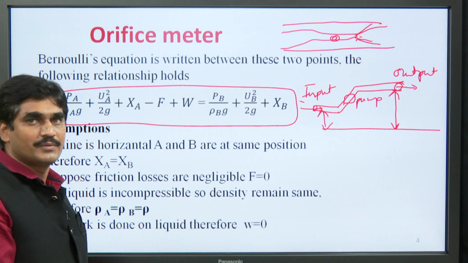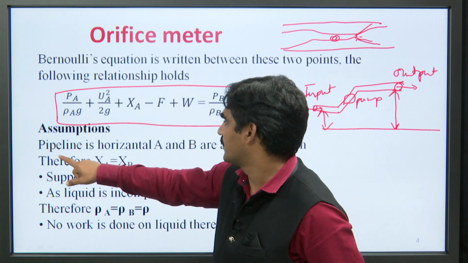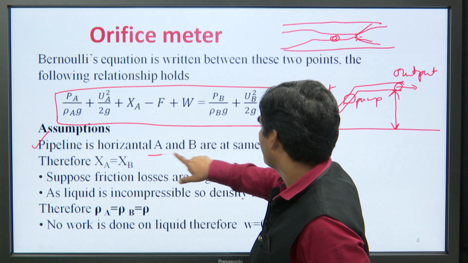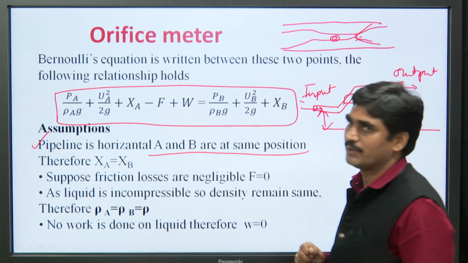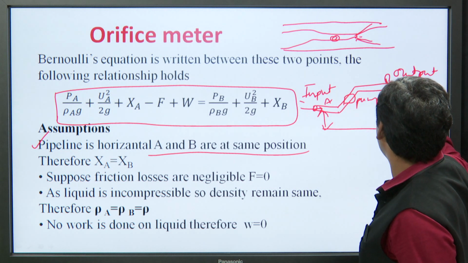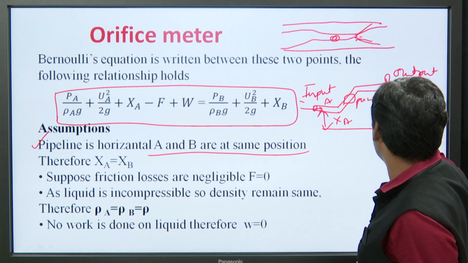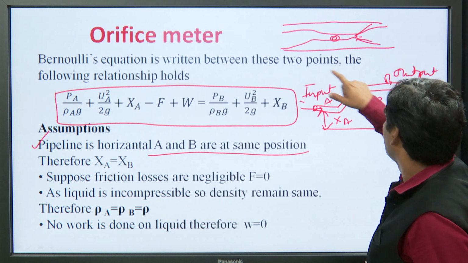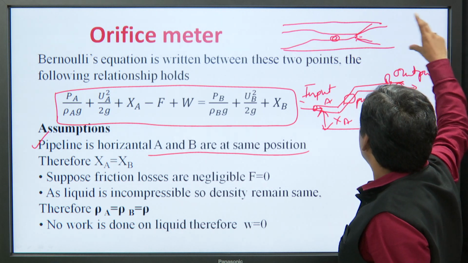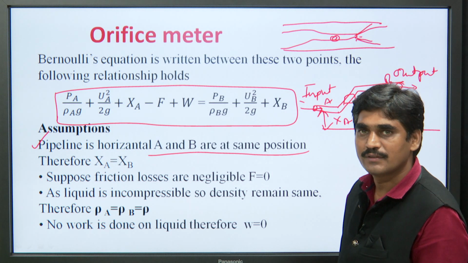So, the assumptions which are involved in orifice meter is, first one is pipeline is horizontal, A and B are at same position. In case of Bernoulli's theorem, this point A and point B are at different positions. So, distance was x A and x B, but in case of orifice meter, it is a straight pipe through which the fluid is flowing.